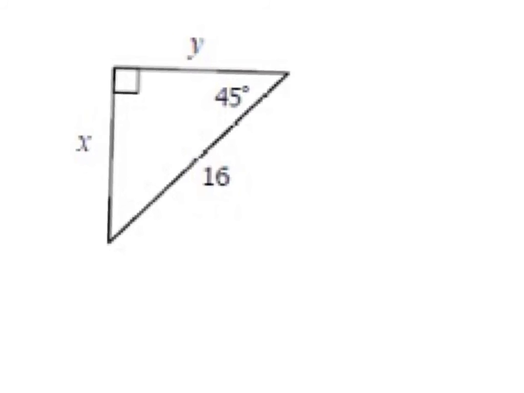Once again, we have another 45, 45, 90 degree special right triangle. You'll notice this question is slightly different because they're giving us the hypotenuse. Always write down our rule. I know that the hypotenuse, which is 16, is equal to n times the square root of 2. Our goal is to figure out what n is, to figure out what the legs of our triangle are.